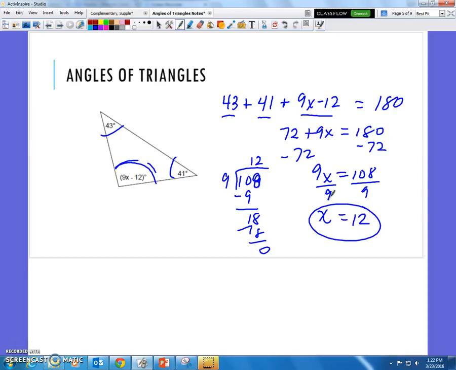Keep in mind again, that is not the angle measure, that is just the value of x that makes the triangle a true statement.